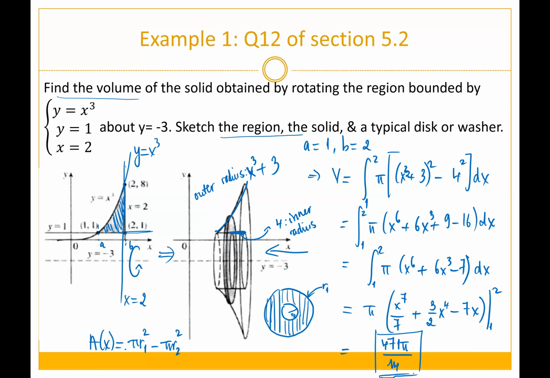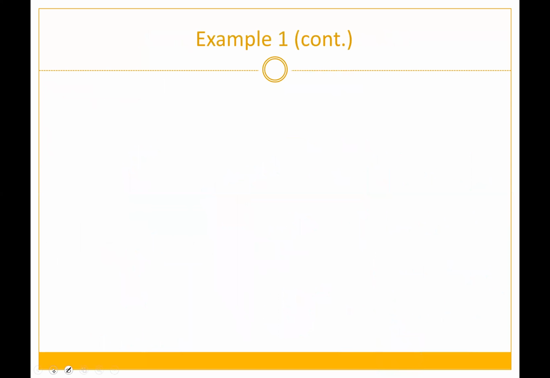So you must be able to see, okay, what is the axis? What is the cross-sectional area? If necessary, just draw this out and see what is the outer radius or the inner radius, and that also depends on what your axis of rotation is. So that is the first example.